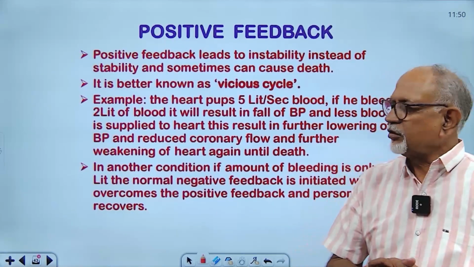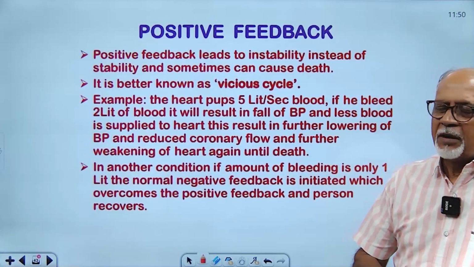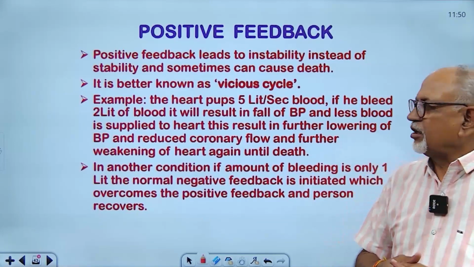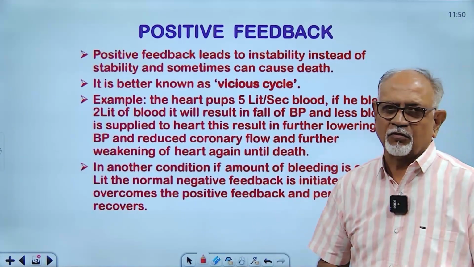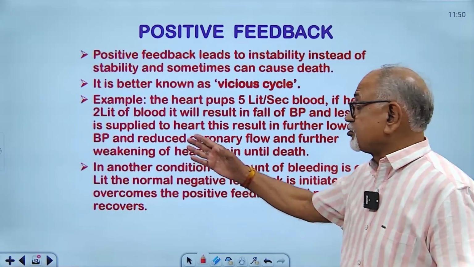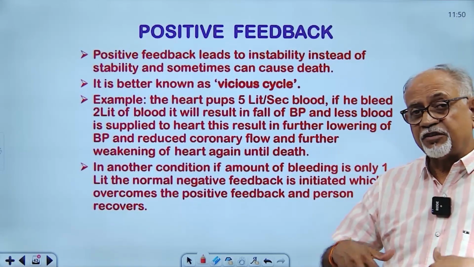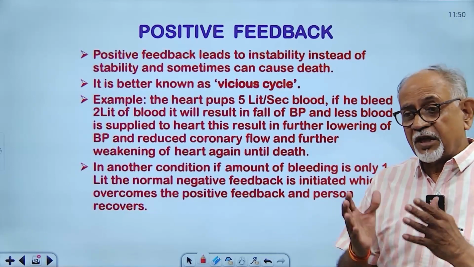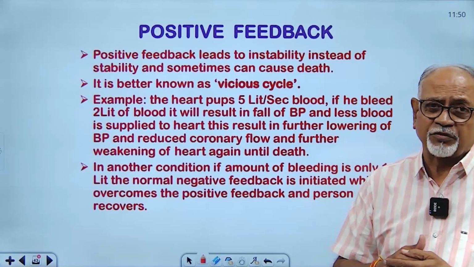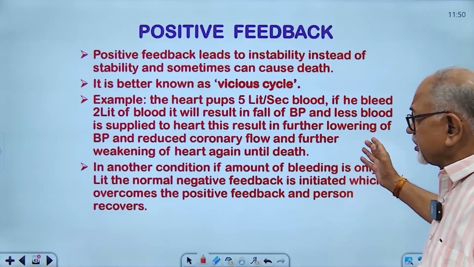Say, for example, if a person meets an accident and loses 2 liters of blood, you know, one person has got 5 to 6 liters of blood. If he loses 2 liters of blood, then the blood supplied to the heart is less, and it further accelerates the process till the heart stops functioning and it leads to death.